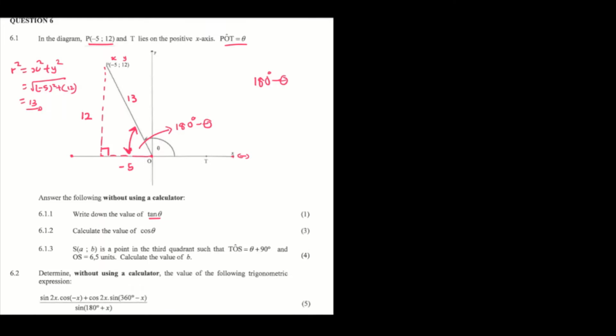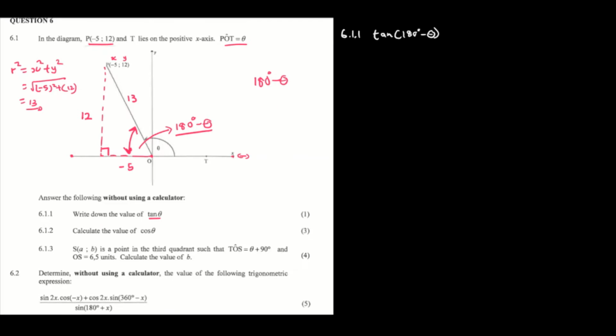Now I want to identify tan of theta, because this is tan of 180 degrees minus theta. So this is how you're going to do it. For 6.1.1, you have tan of 180 degrees minus theta, not tan of theta. So what you're going to do is reduce this using a reduction formula.